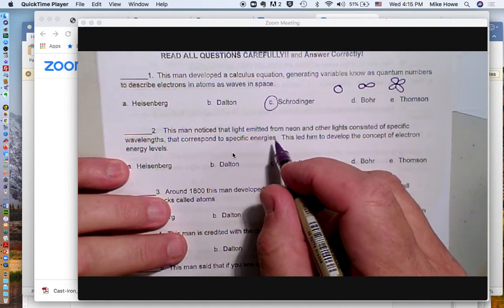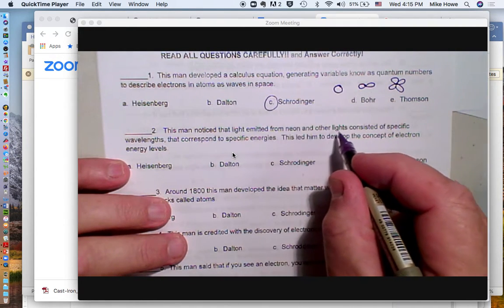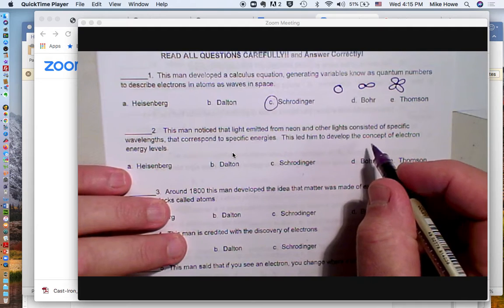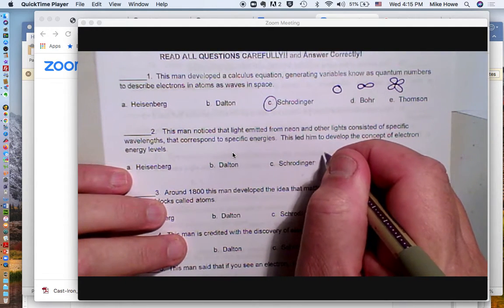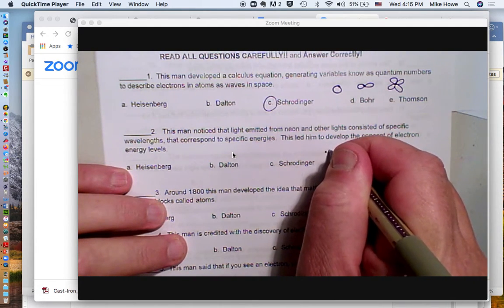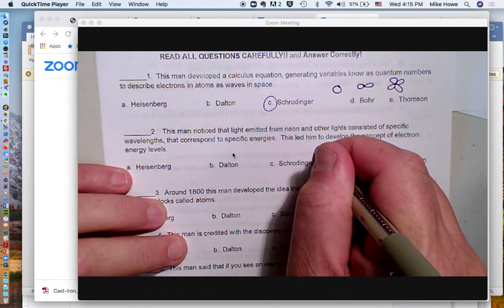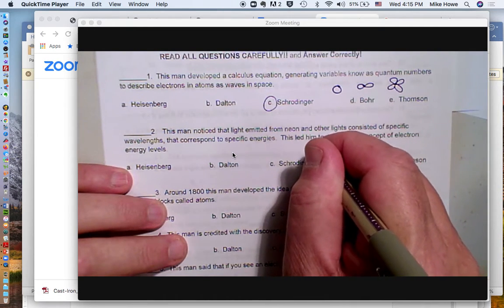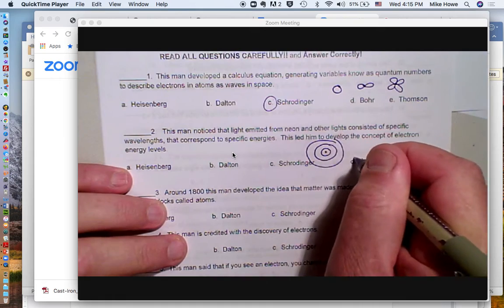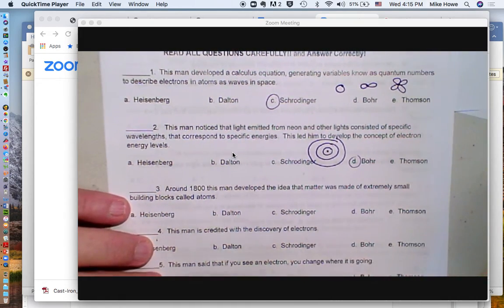This guy noticed that light emitted from neon and other lights consists of specific wavelengths, and that was the day I did the light demo with the little tube and the glasses. And we said this model of the atom came from that light demo, and that was developed by a guy named Niels Bohr, B-O-H-R.